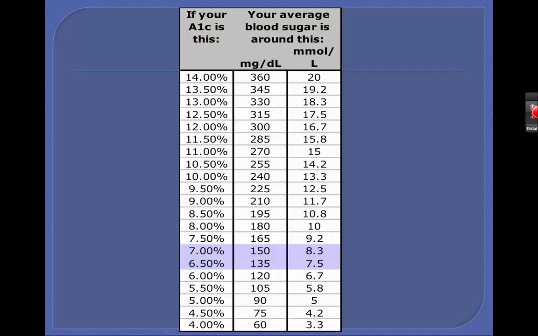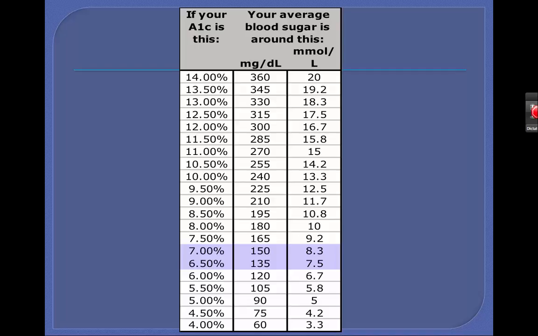Okay, so this is your hemoglobin. So here's your hemoglobin A1C of 14. So you have an average blood sugar in the last 3 months of 360. What you should normally be is 5, which is an average blood sugar of 90. This is diabetes, 6.5 to 7. And then we have different goals depending on what your medical comorbidities are.